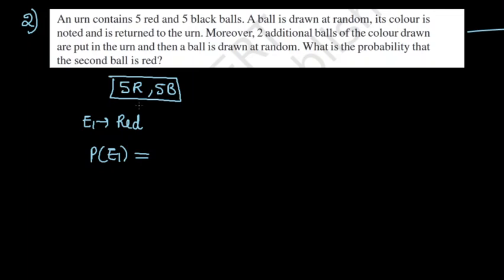Now let us consider the given data. 5 red balls and 5 black balls are in the urn. A ball is drawn at random, its color is noted and it is returned, and 2 additional balls of the color drawn are put in the urn. Let E1 be the event of drawing a red ball first. There are 5 red balls out of 10 in total, so the probability is 1 by 2.